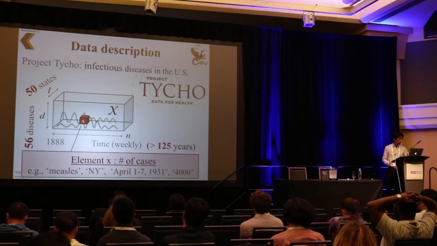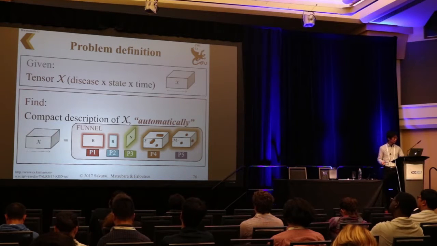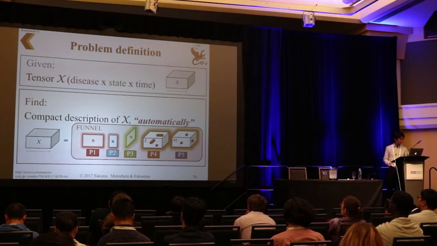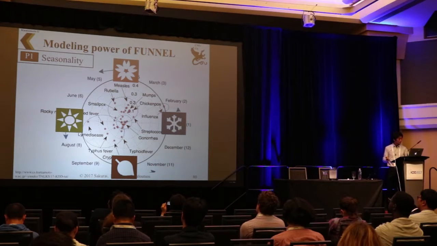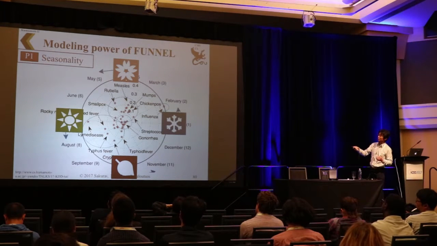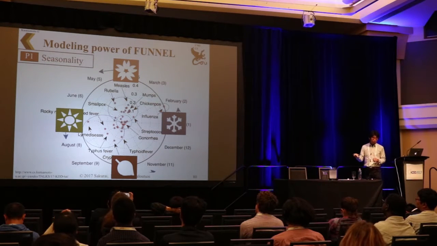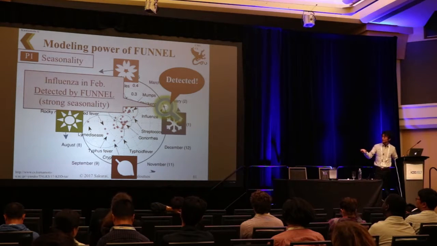We want to analyze such data. Given tensor X, we want to find the component distribution of X with similarity and discontinuity. For the seasonality, this circle shows the months from January to December, and also the strength of seasonality. For example, this is influenza in February, identified by our method, which shows strong seasonality.